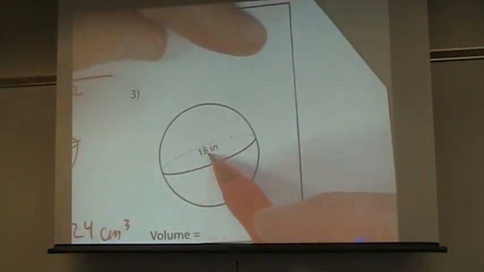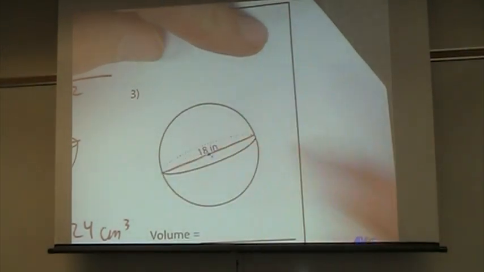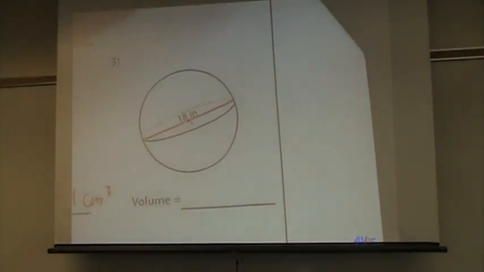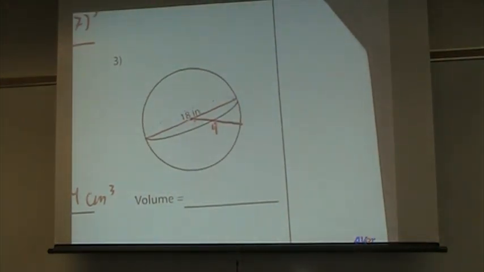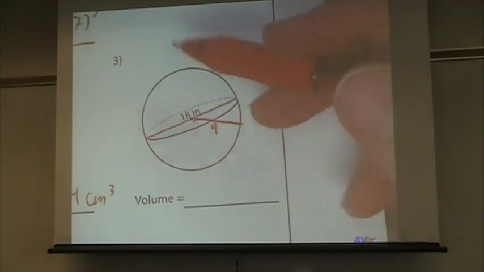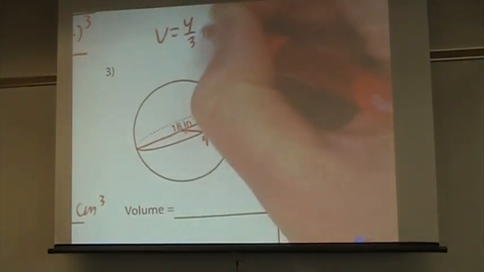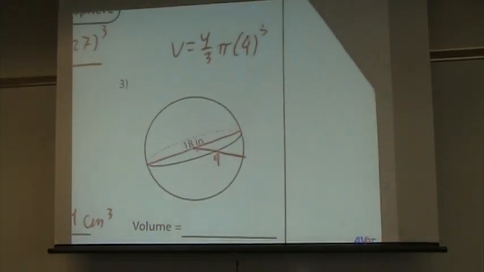Some of the problems will have the numbers, the information, right above the dot. That's implying that the diameter is 18. Well, if you're given the diameter, how can we find the radius? By taking the diameter and dividing it by 2. So my radius here would just be half of 18, which would be 9. And then I can use 9 in my formula for a sphere. This is a full sphere, so volume equals 4/3 pi times 9 cubed. Boom, there you go.